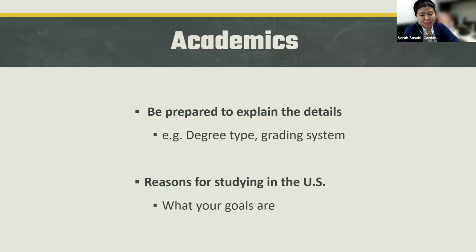You don't have to go super in depth, but I know there are different degree or certificate types or grading systems. So being able to give a quick overview of, oh, this number does look small, but this actually means that I received close to a 3.9 GPA, equivalent to the US here, which is very high, almost a 4.0. And then also what your reasons for studying in the US are.